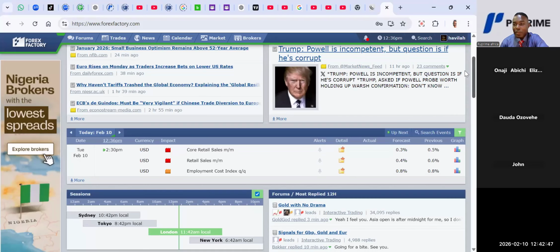All right, so we look at the fundamental events we're expecting this afternoon. From there, we check the charts to know the technical direction the market is expected to go. So by 2:30 p.m. today, we have core retail sales and retail sales from the United States coupled with employment cost index.